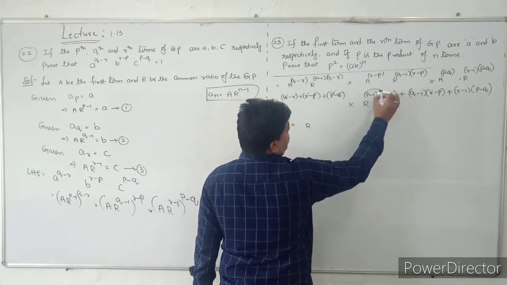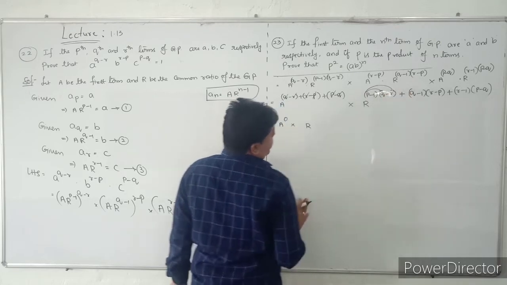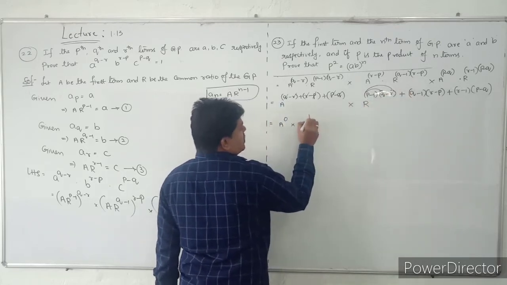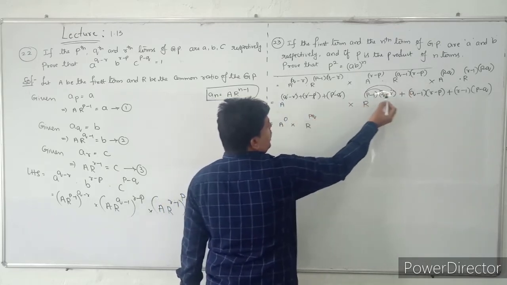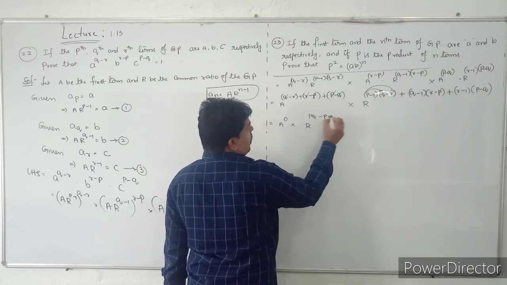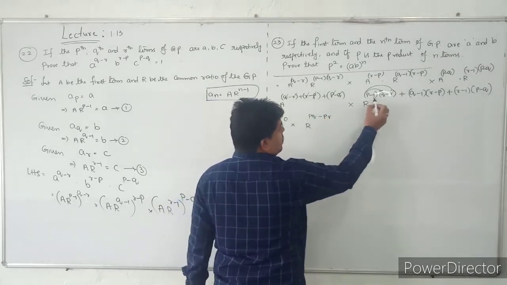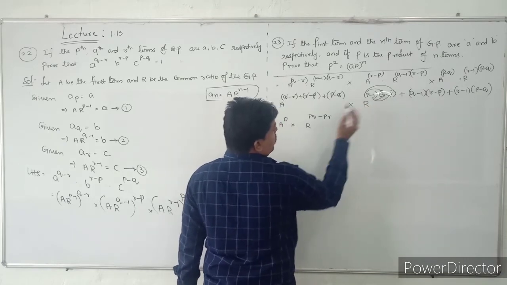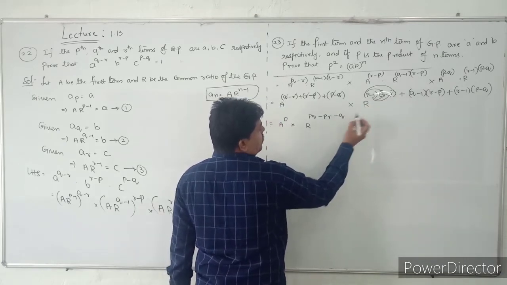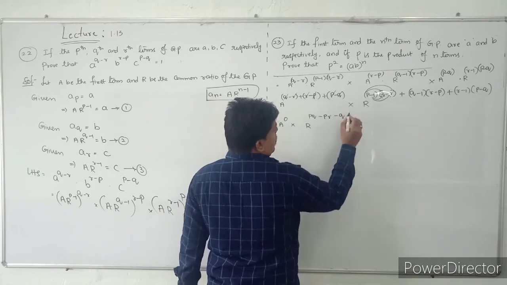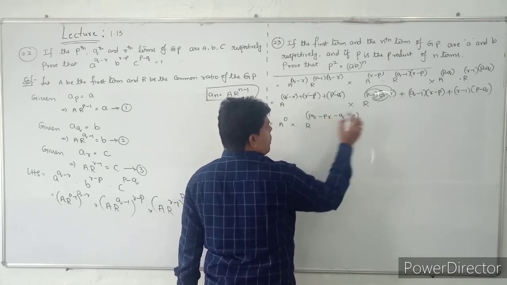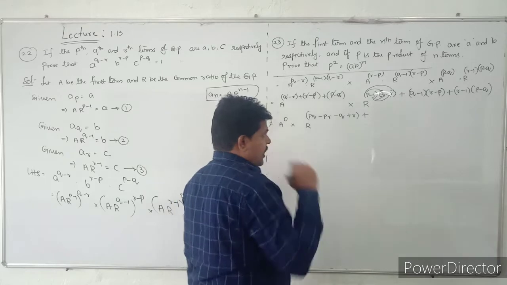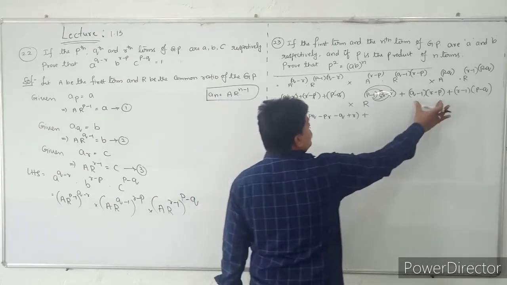Multiply with p here. What happens? p into q is pq. p into minus r is minus pr. Next, multiply with minus 1. Minus 1 into q is minus q. Minus 1 into minus r is plus r. Similarly, multiply these two terms.